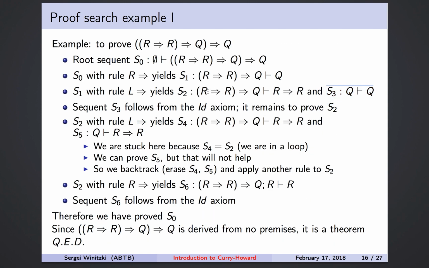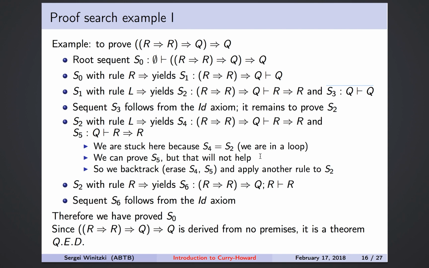Now S2 again has an implication on the left. Let's again apply the rule left implication to that. We get two more sequents, S4 and S5. S4 is this, and S5 is this. Now actually we are in trouble, because S2 and S4 are the same sequent. S5 we could prove with some more work, but that won't help, because to prove S2 we need to prove S2 again. So that's a loop. That will never give us anything.